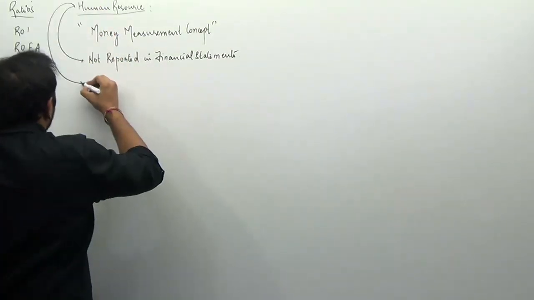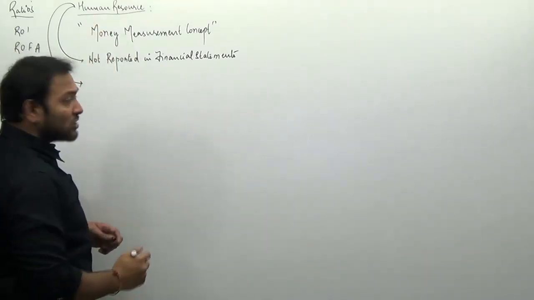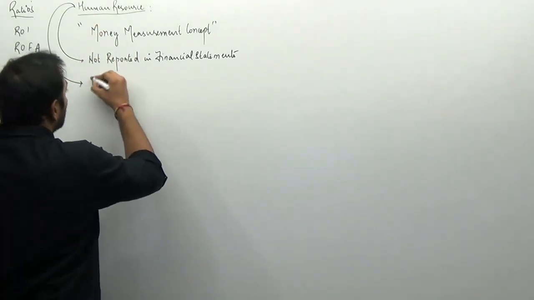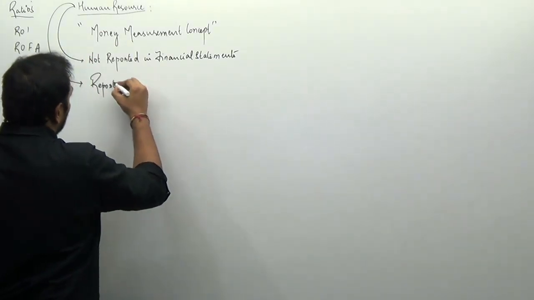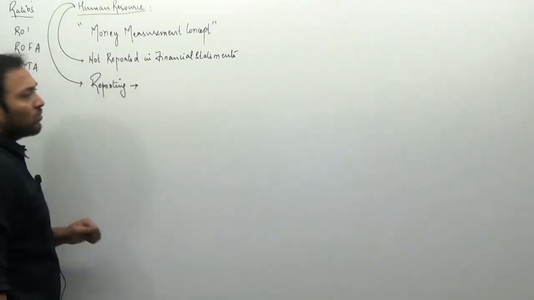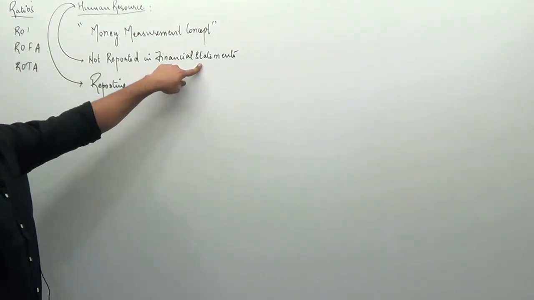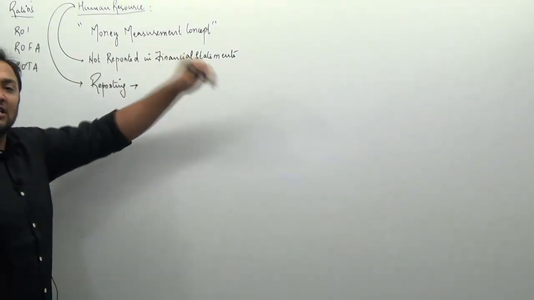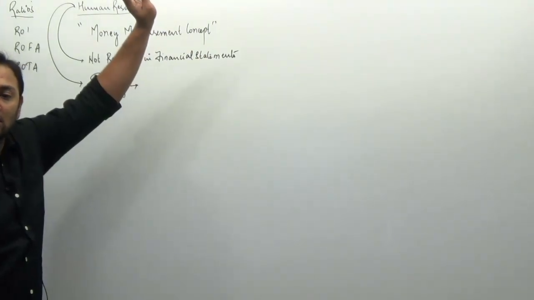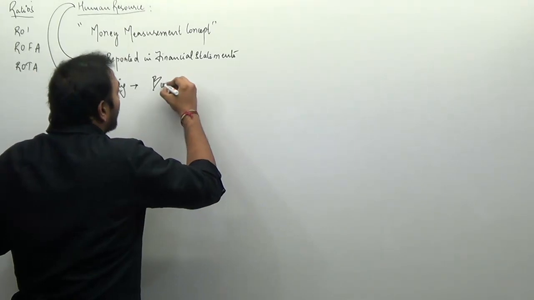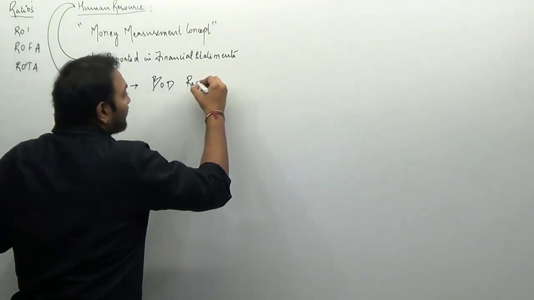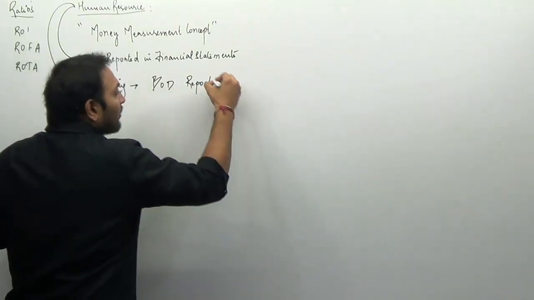Then human resource reporting becomes very important. So the reporting process here, where do I do it? I'm not supposed to do it in the financial statements. So no P&L, no balance sheet, no cash flow statement, no notes to accounts. What else do I do? I'll start reporting in the board of directors' report.